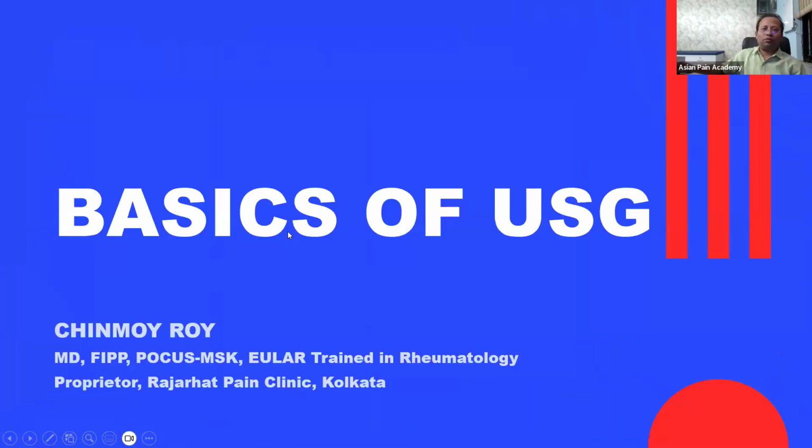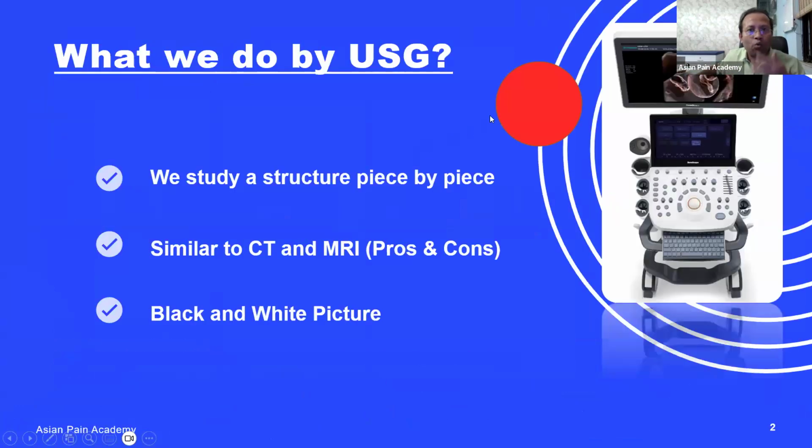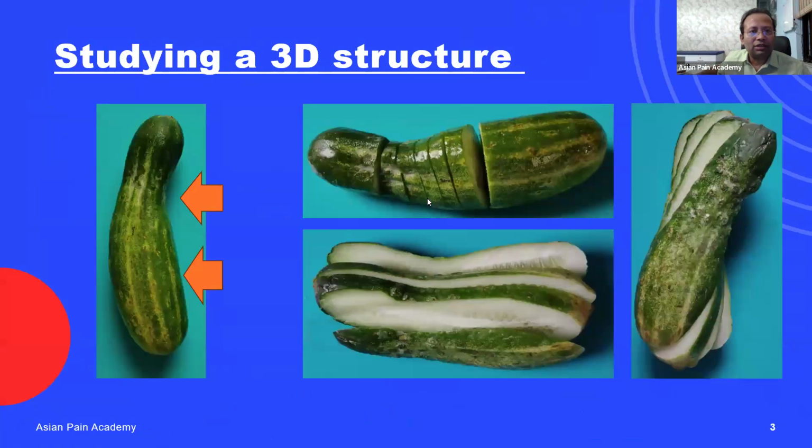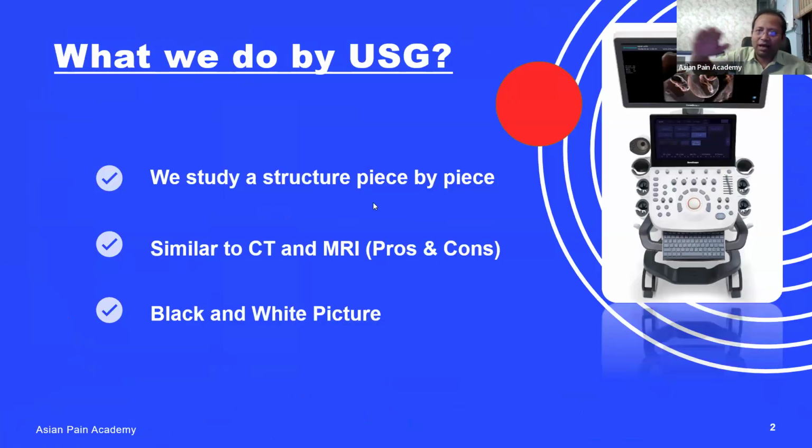Okay. So basics of USG. So here, first, let us see what we do by USG. If we want to study a structure, we see the structure piece by piece. How do we understand? We cut it in different sections. And it is similar to CT or MRI. In CT also, in MRI also, you see the structure by different sections. You make different sections, so one slice you understand from that. Then it is a black and white picture. Okay.